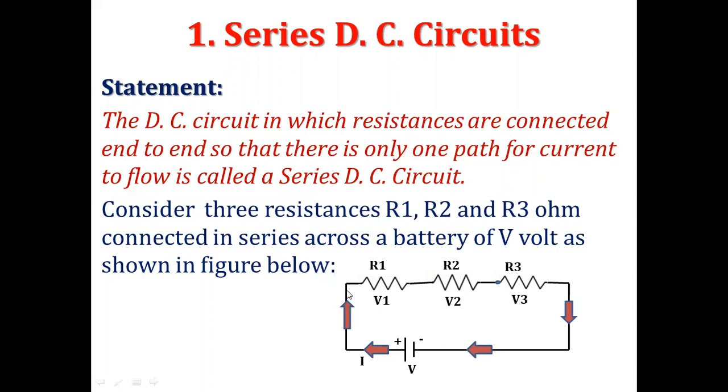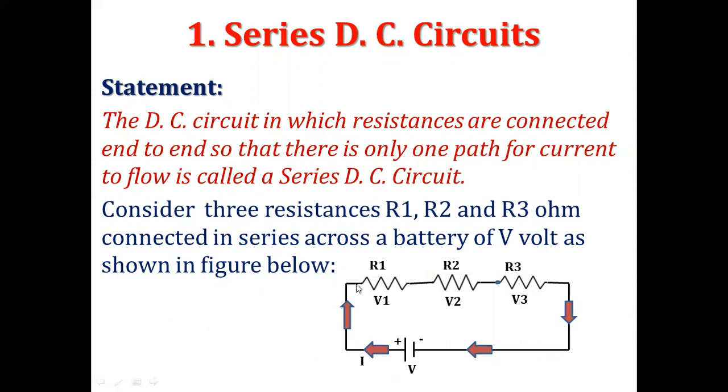Which current is flowing here? I only. So I R1 equals V1. Next, the same current will flow through the resistance R2, so I into R2 equals V2. Next, the same current will flow through R3, so R3 into I equals V3. Then the current will come back to the negative terminal. Because of this battery supply, the current I is created here.